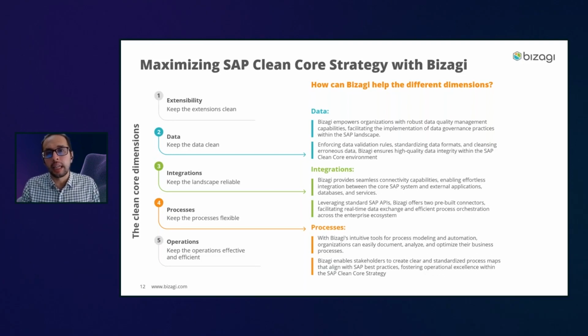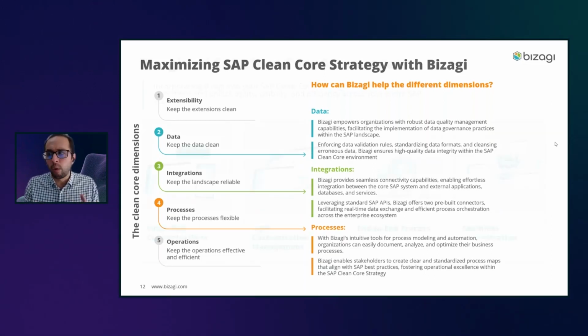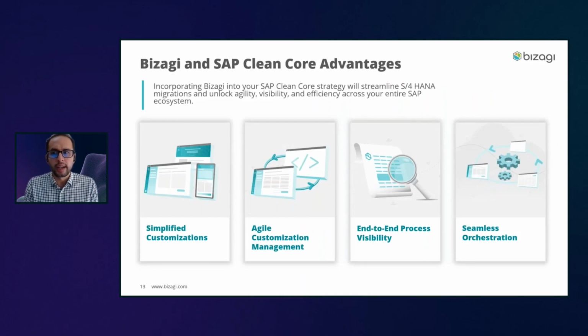And finally, the last dimension is processes. Important here is that we have a lot of tools within our platform that allow us to do everything that is required: customize a process, modify the process, create a new version of the process, document those processes, whatever is required. It's going to be available within the platform, and in a really easy way.